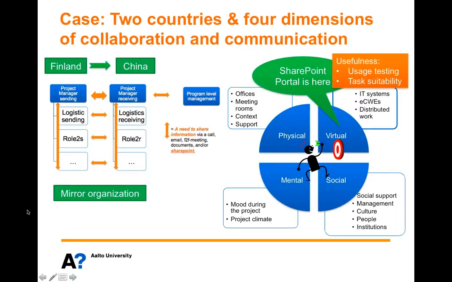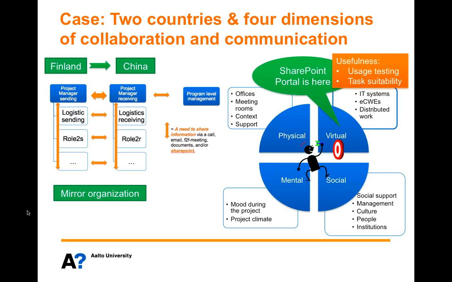at this case. So here on this slide, you can see on the left side the case description. ABB makes, as one product, electrical engines or motors, and they want to transfer the know-how of producing these kinds of products from Finland to China in this case. On the left side, in the upper part, you can see Finland and China. And then there's the project organization.